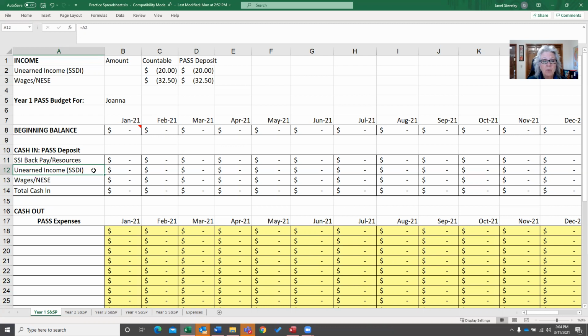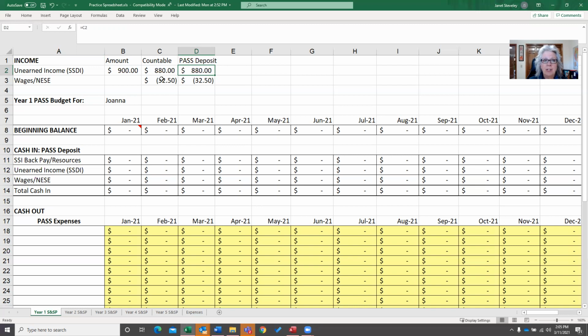We know that the general rule about contributing SSDI to a pass is that you can contribute all but $20 a month. Up here at the top, in this calculator, you can add her unearned income. I'm on cell B2. If I add in her $900 of SSDI, the calculator will show me in cell D2 the amount that she can contribute to her pass.